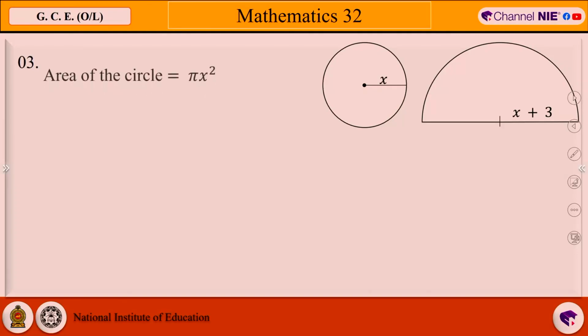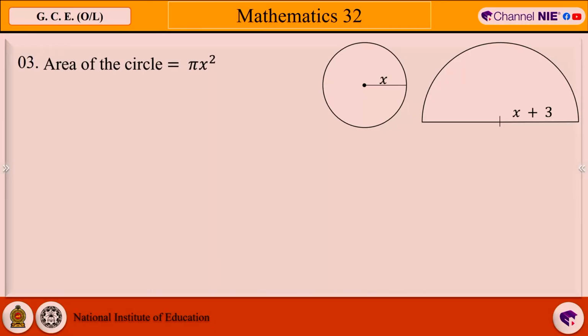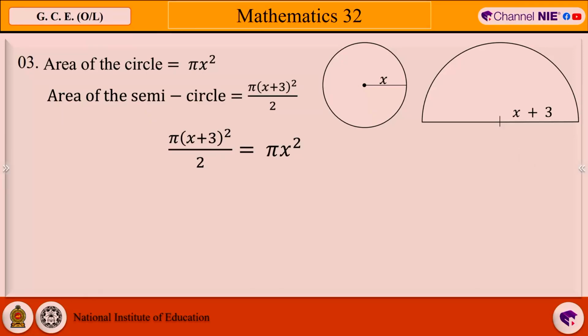Right, you know the area of a circle of radius r is πr squared. Accordingly, the area of the given circle is πx squared because the radius here is x. Similarly, the semicircle is half of a circle, and here the radius is x plus 3. So, you write the area of the semicircle as π times (x plus 3) to the power 2 over 2. Now, by making these two areas equal, you can obtain the given quadratic equation. We will see how to do that.